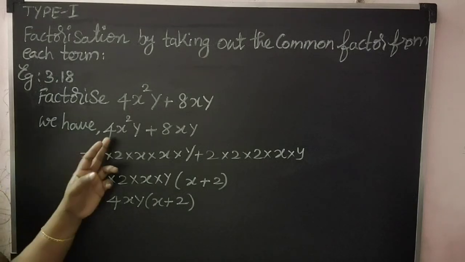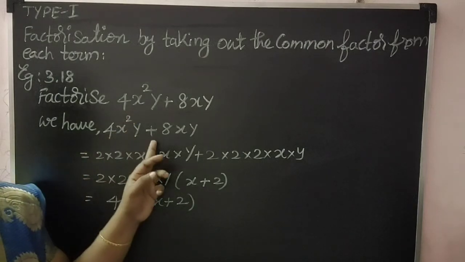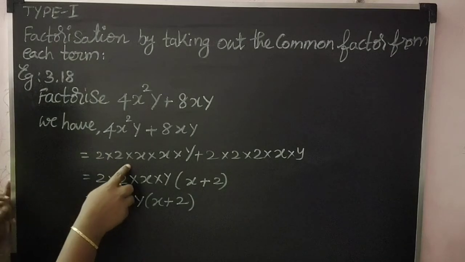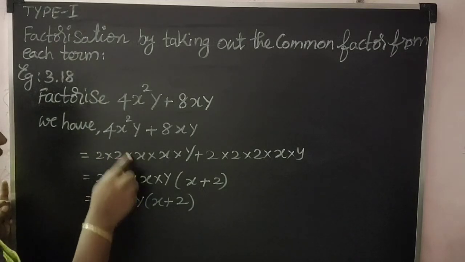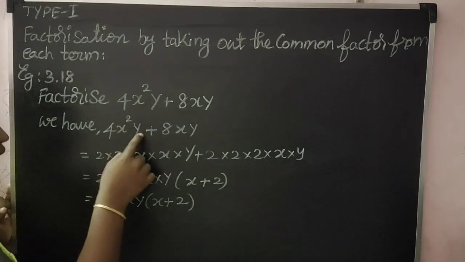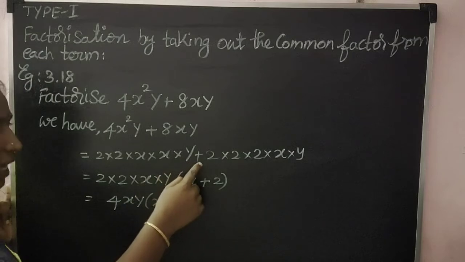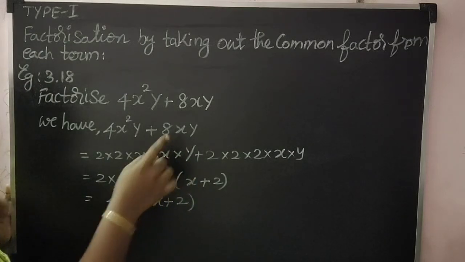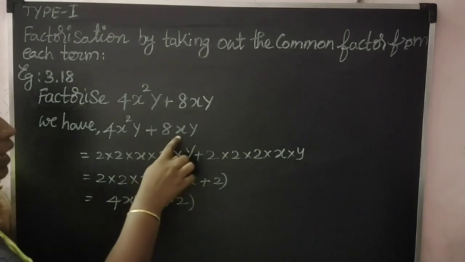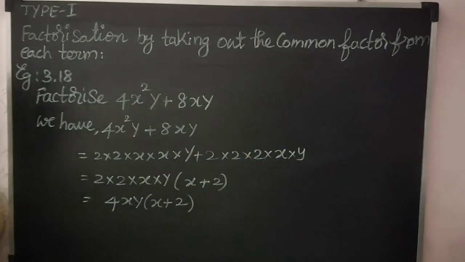So before going to that, we have to write 4x square y plus 8xy. Here we are going to write 4 in its prime factors. So 2 into 2 into x square, which is nothing but x into x, isn't it? So y, write y as it is. Plus 8 can be written in its prime factors, 2 into 2 into 2. Am I right? Next, x into y. Okay.